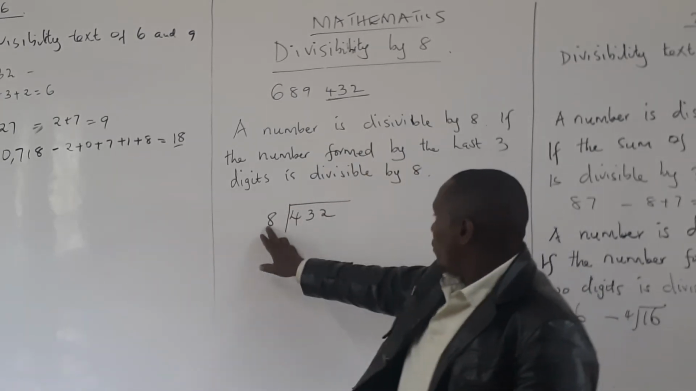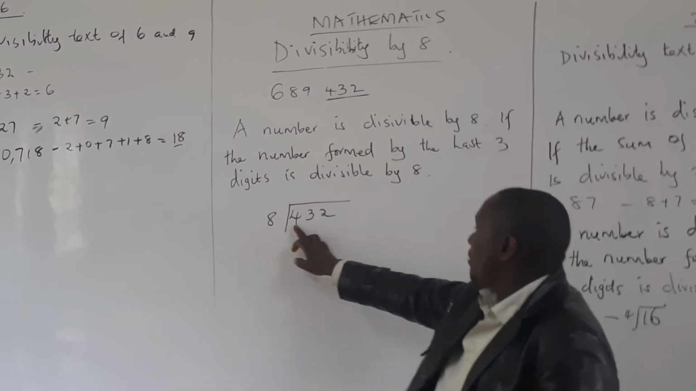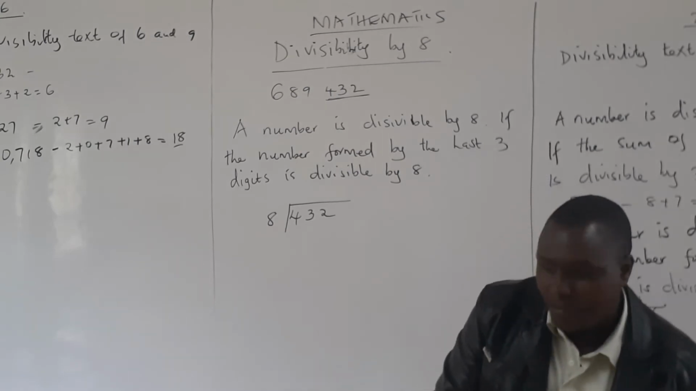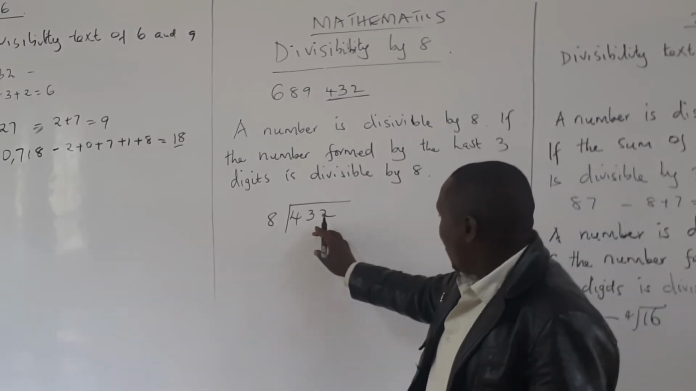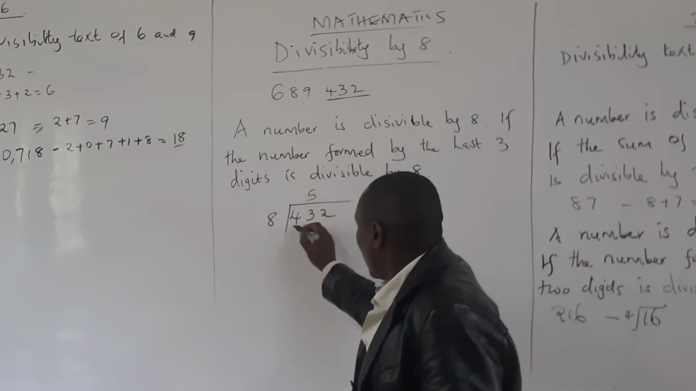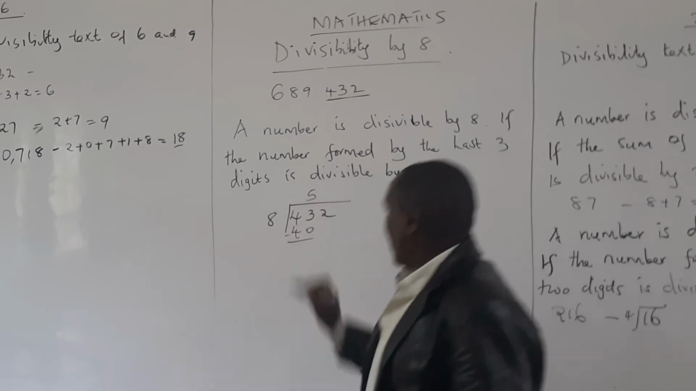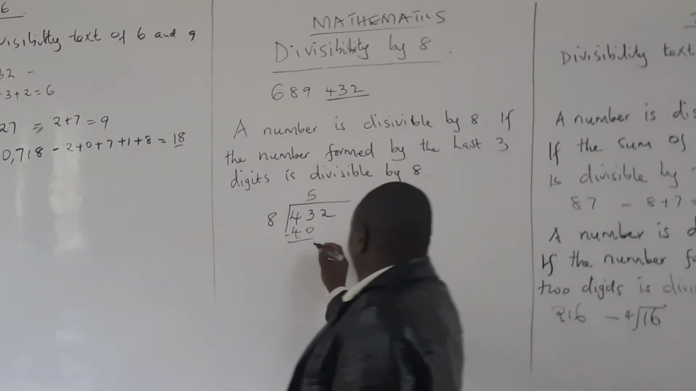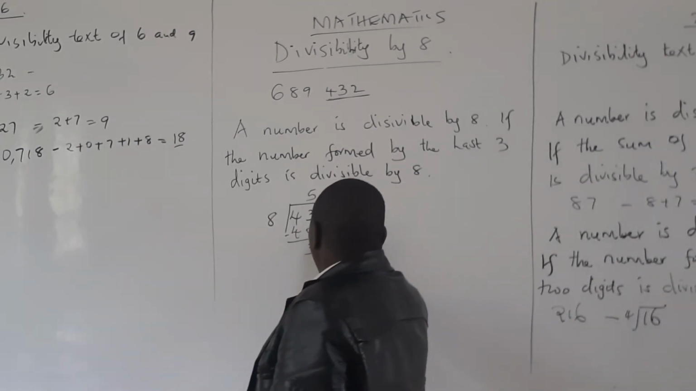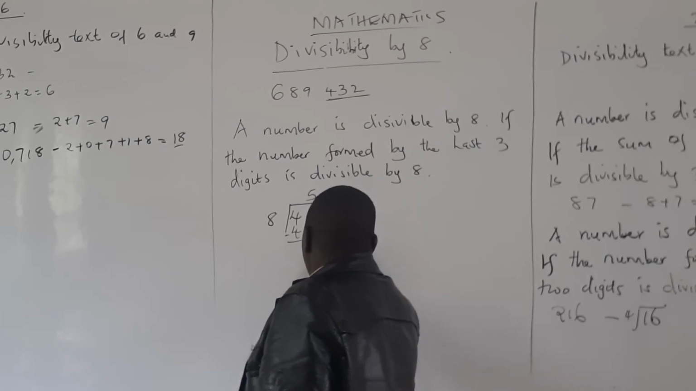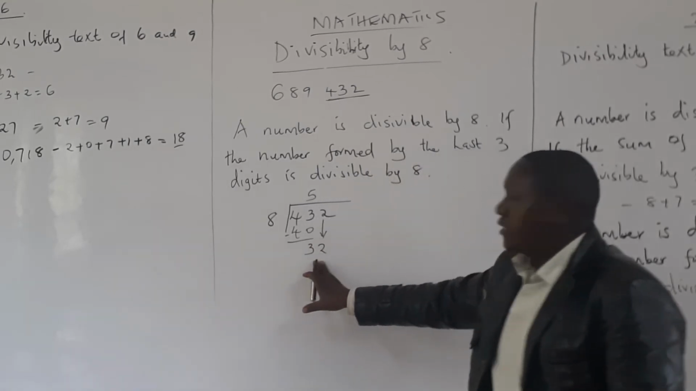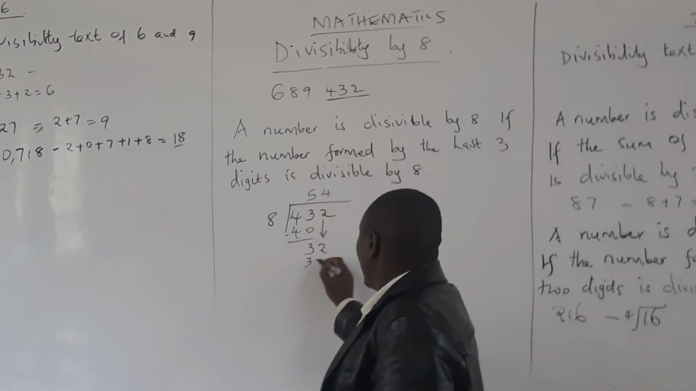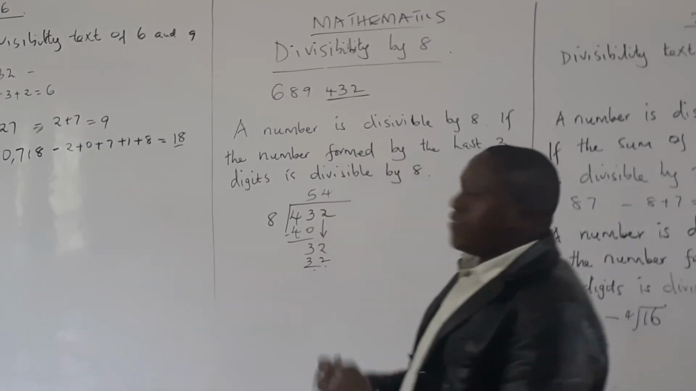You say 8 will go into 4 how many times? Impossible. Then you take it to be 43. 8 will go into 43 how many times? There is no exact, but we have 5 because of 40, which is nearer. You subtract, you'll have 3 here. Therefore, you now drop 2 here. You say 8 will go into 32 how many times? It will be 4 because of 32. So there is no remainder.